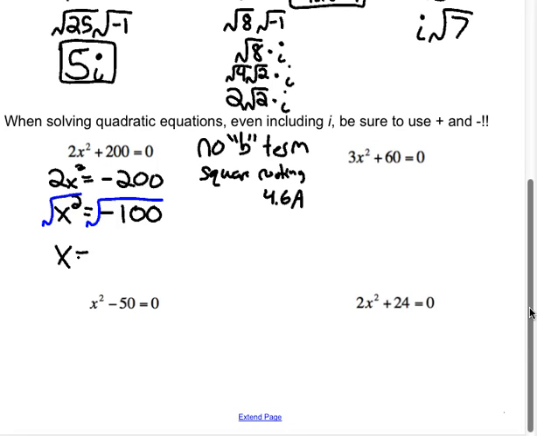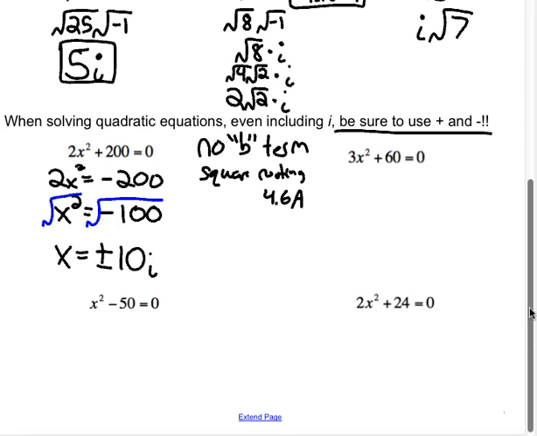Remember, whenever you're square rooting in an equation, you get your plus and minus. Square root of 100 is 10. But then because I'm square rooting a negative, I have to remember to put an i with it. That's the secret here: whenever you're square rooting negatives, you have to include that i piece as well.